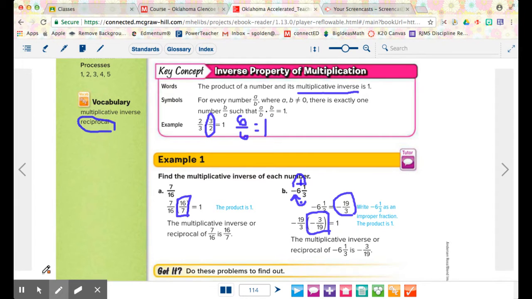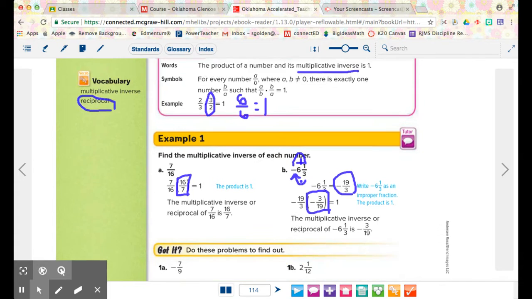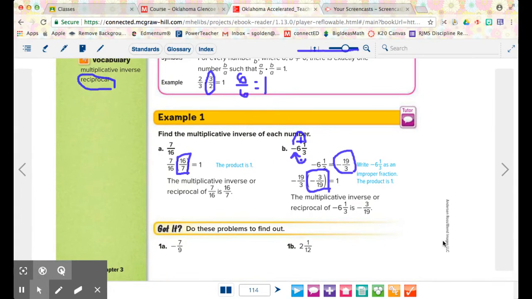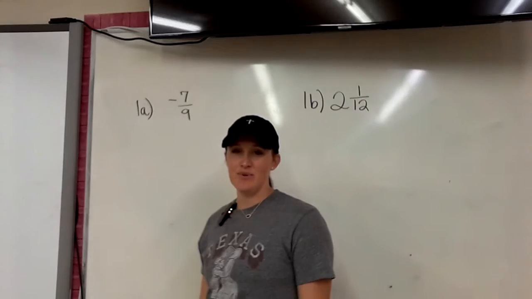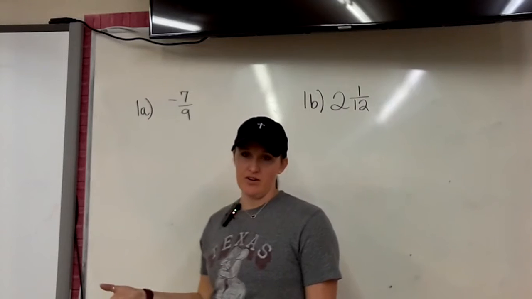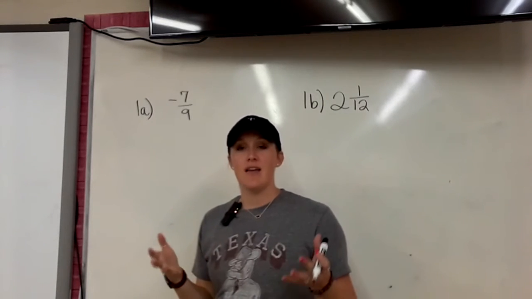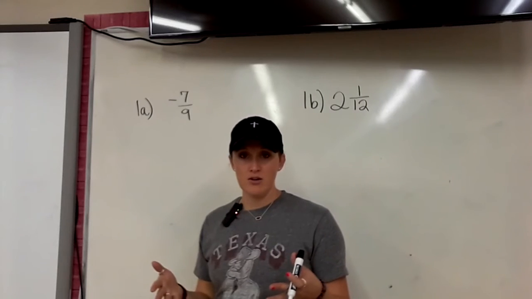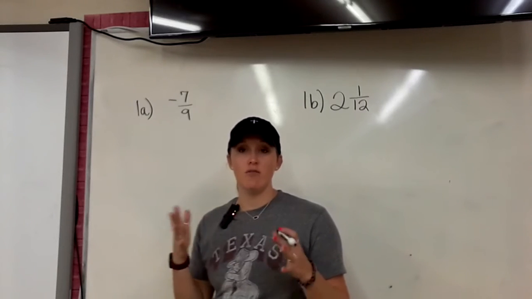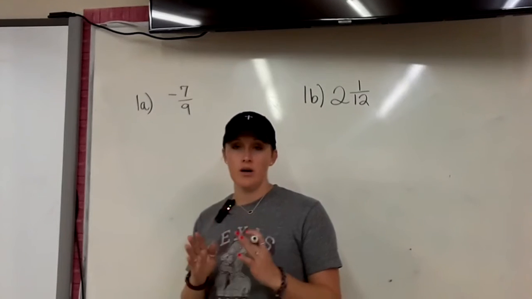So what I want you to do now, you are going to attempt 1A and 1B at the bottom. All you're doing is finding their multiplicative inverse right now. Example 1, we have multiplicative inverse. So you're just taking a number and using its inverse because how you check it is if you multiply it by itself, its inverse, you should get an answer of 1. Not negative 1, positive 1.